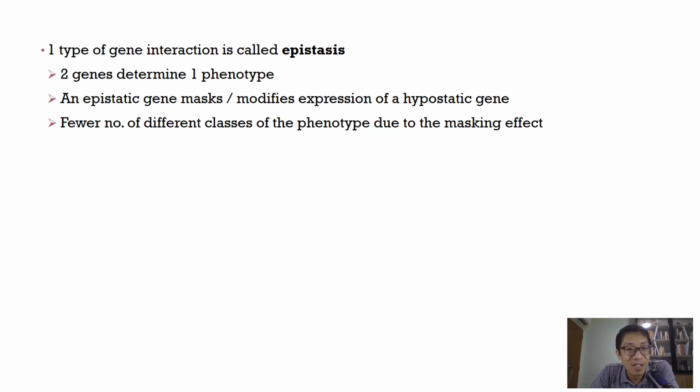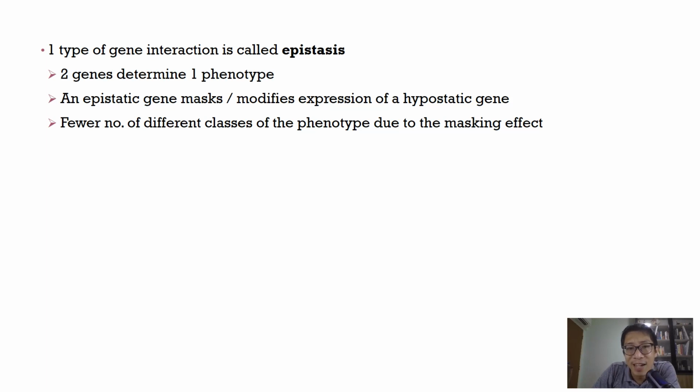Because of this masking effect between the genes, the number of classes of phenotype would be fewer. It will be clearer when we look at some examples in the next video. Then you can see how the number of classes of phenotypes is fewer. So it's clearer in the next video. So KIV for now.